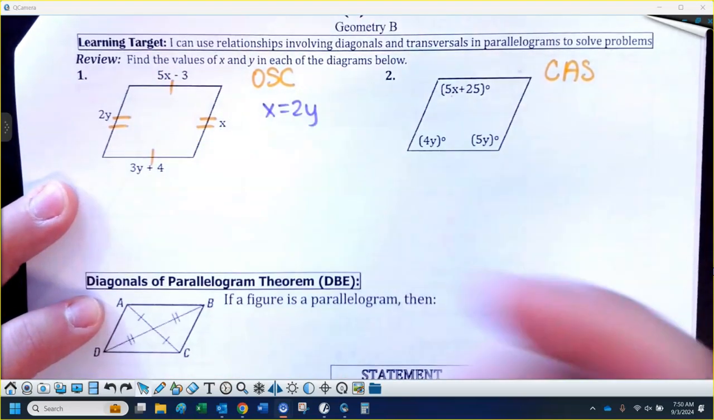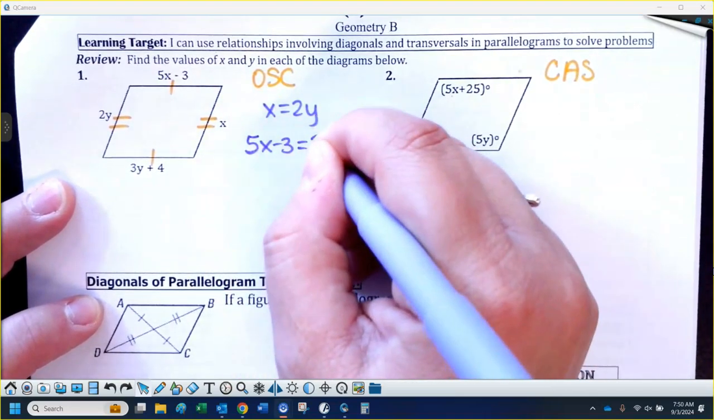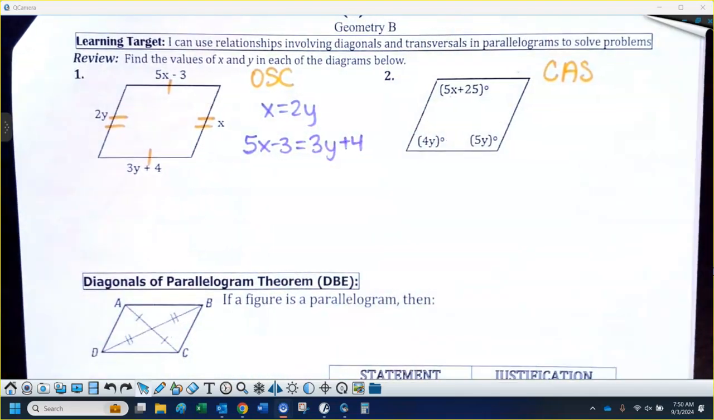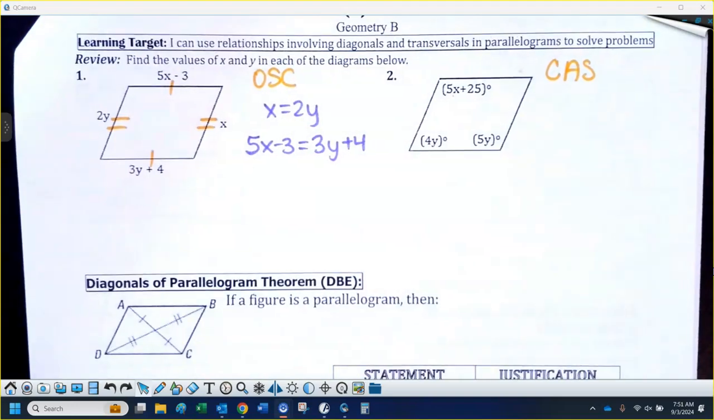Okay, same thing, top and bottom, if I set these equal, 5x minus 3 equals 3y plus 4. Again, I've got two equations, and each of them have two different variables. Anybody have any idea how I would go about it, if I have two equations and two variables, you can solve for them. Does anybody know what you might do as your next step once you set that up? Yeah. Exactly. Perfect. Exactly right.